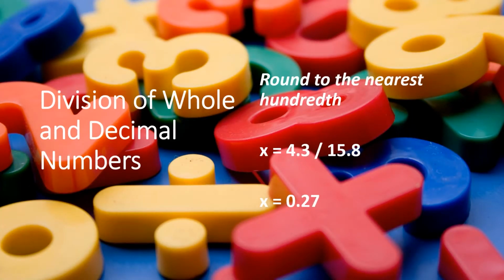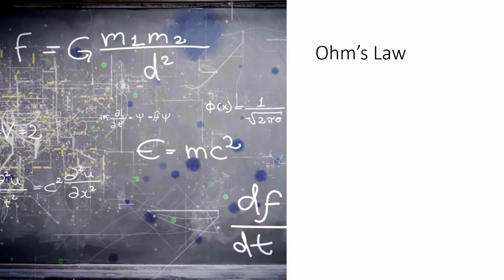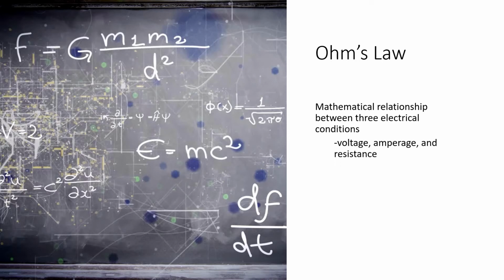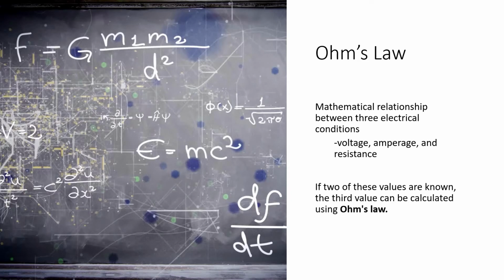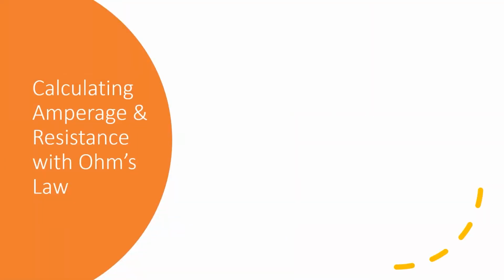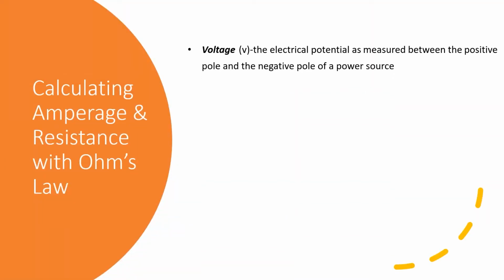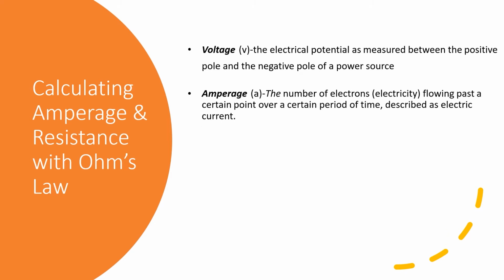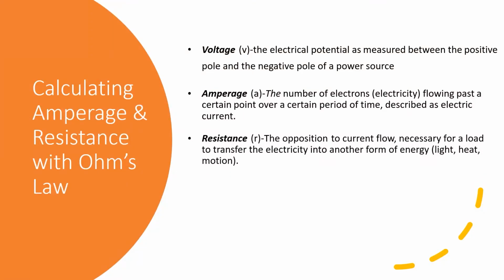Like with the multiplication examples, this lesson will cover Ohm's law. As a reminder, Ohm's law is derived from the mathematical relationship between three electrical conditions: voltage, amperage, and resistance. If two of these values are known, then the third value can be calculated using Ohm's law. Voltage is the electrical potential as measured between the positive pole and negative pole of a power source, while amperage is the number of electrons flowing past a certain point over a certain period of time. Resistance, on the other hand, is the opposition to current flow.